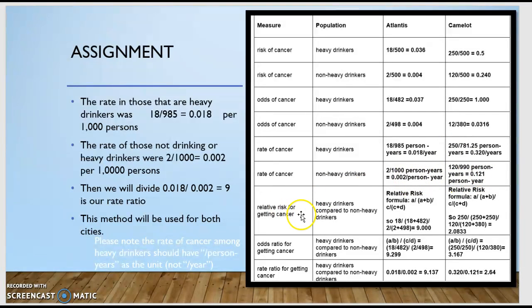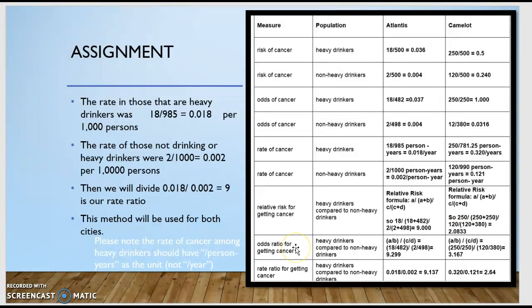The relative risk for getting cancer. For this formula, we're going to use the one we were given by our 2x2 table, where it's A out of A plus B divided by C out of C plus D. So with the help of this formula, we've plugged in our numbers, and this is our answer. And again, we're using the same formula here to get our answer right here.